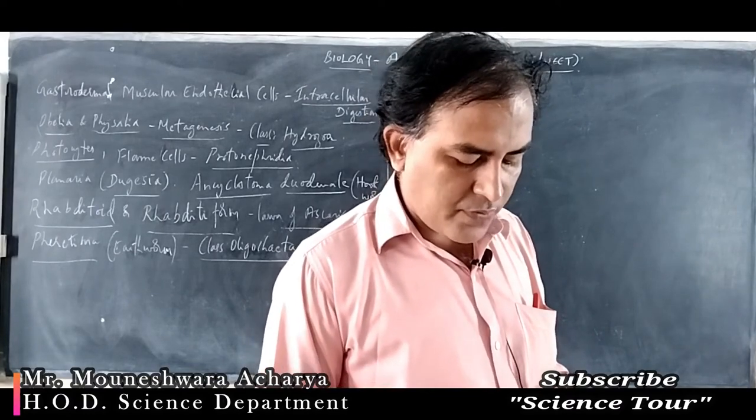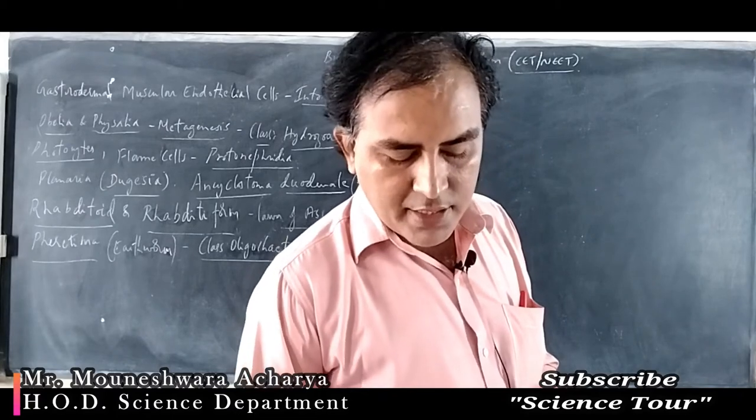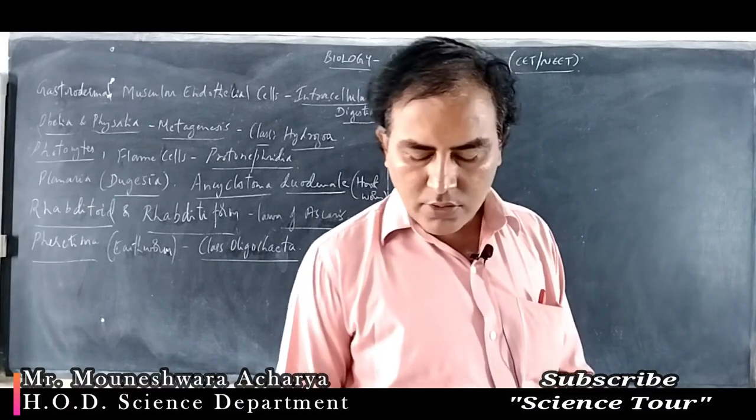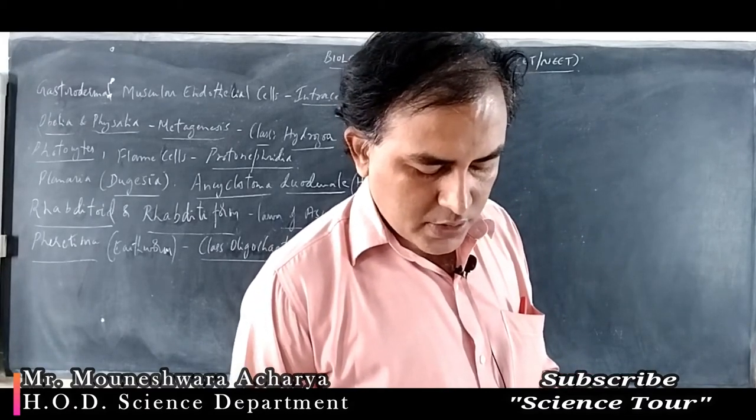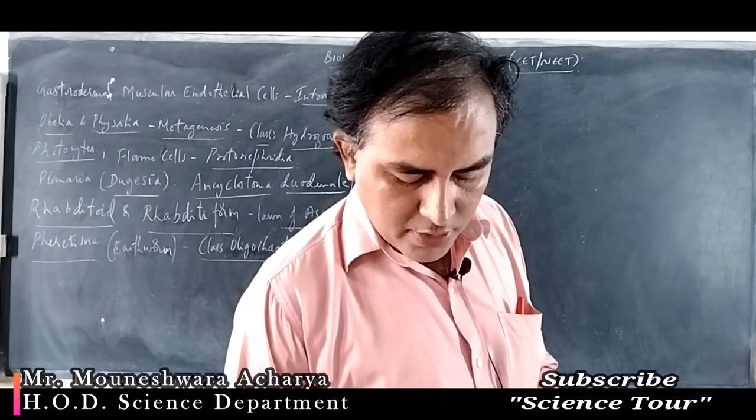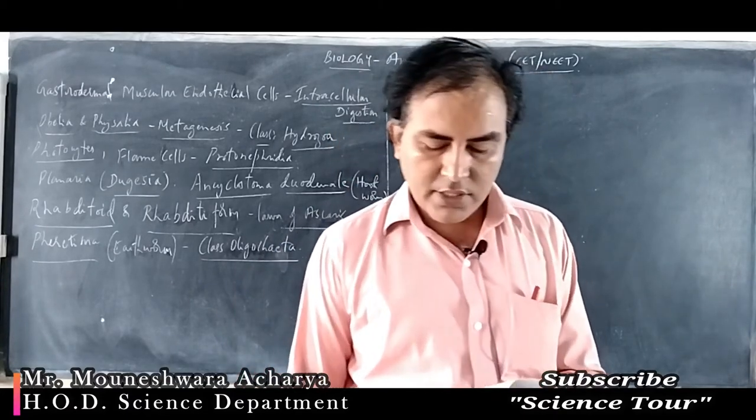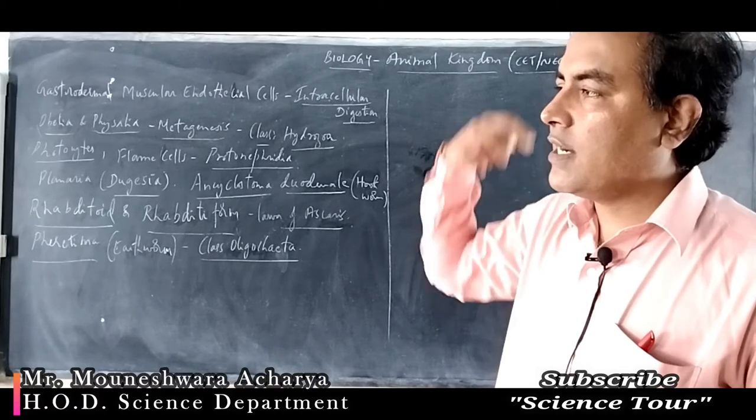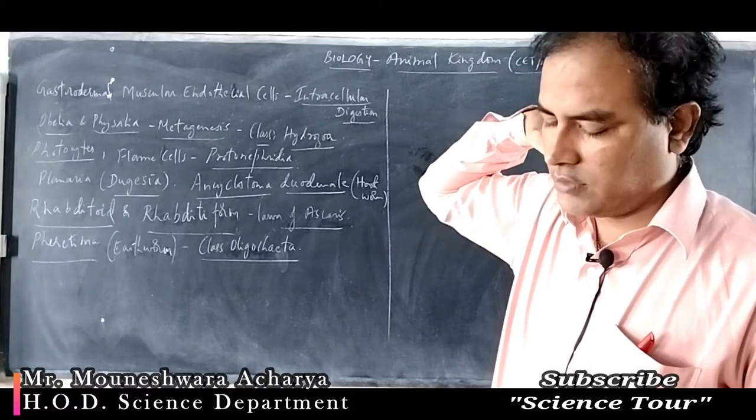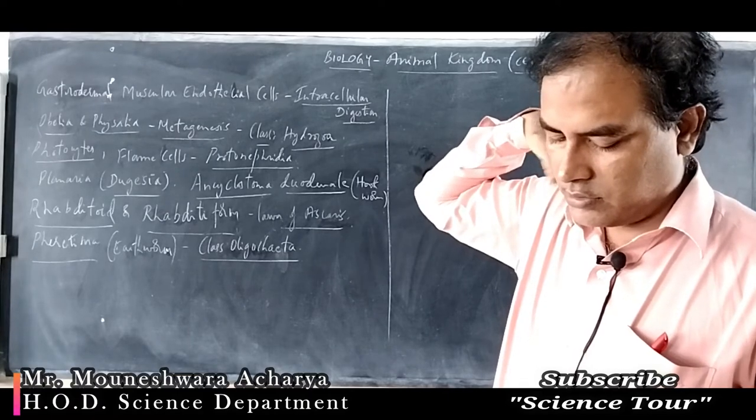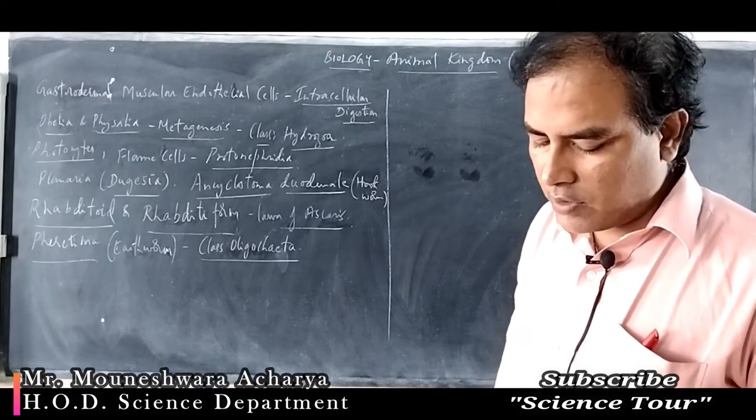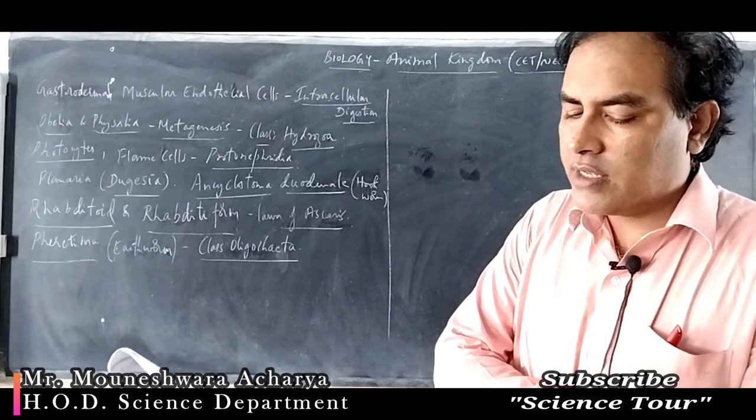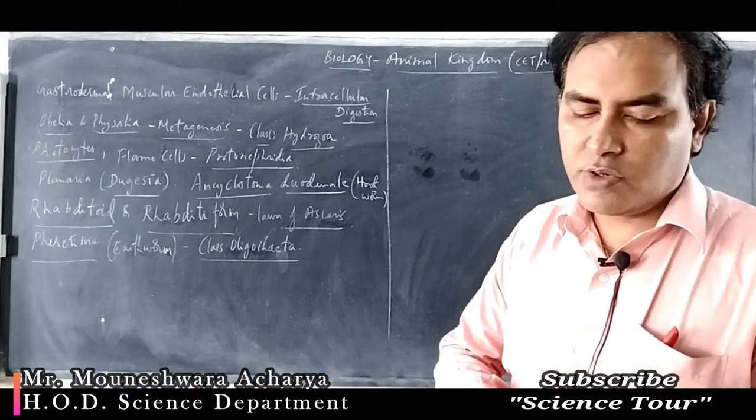Notochord is formed on the dorsal side in chordates, and nerve cord is ventral in non-chordates and dorsal in chordates. So earthworm belongs to the phylum Annelida, which is a non-chordate. So earthworm does not have notochord, and nerve cord is ventral in position. Move to question number 32.